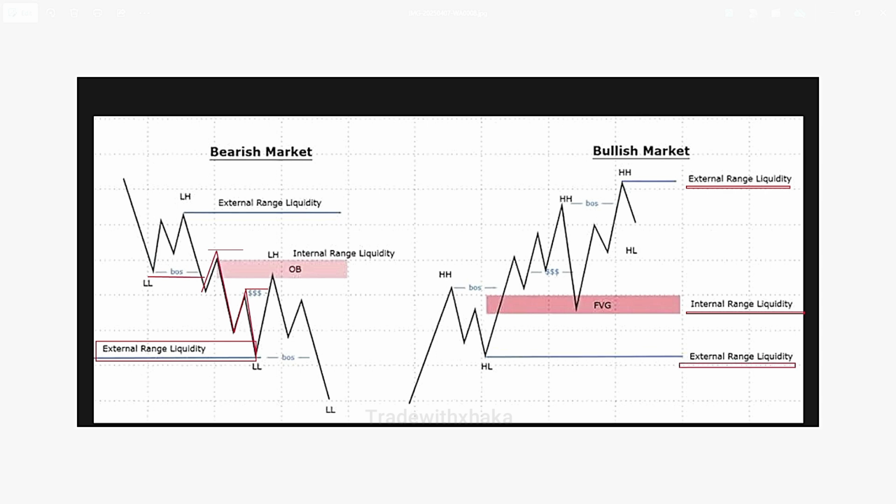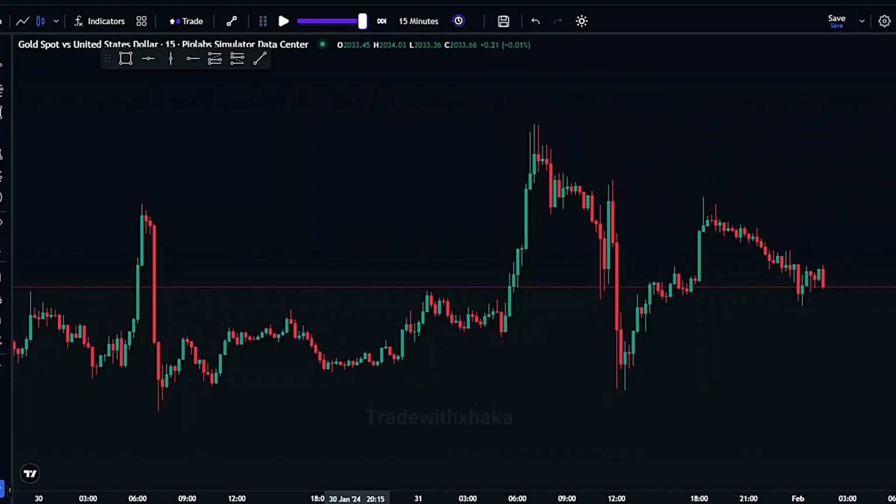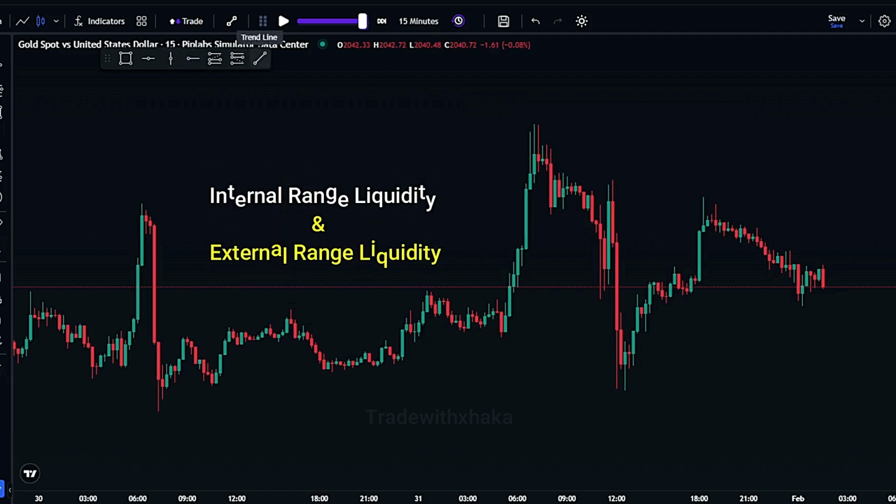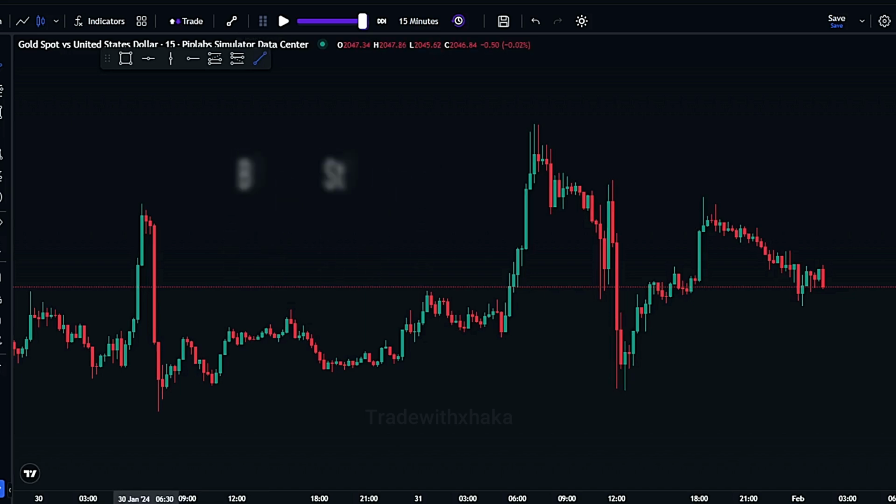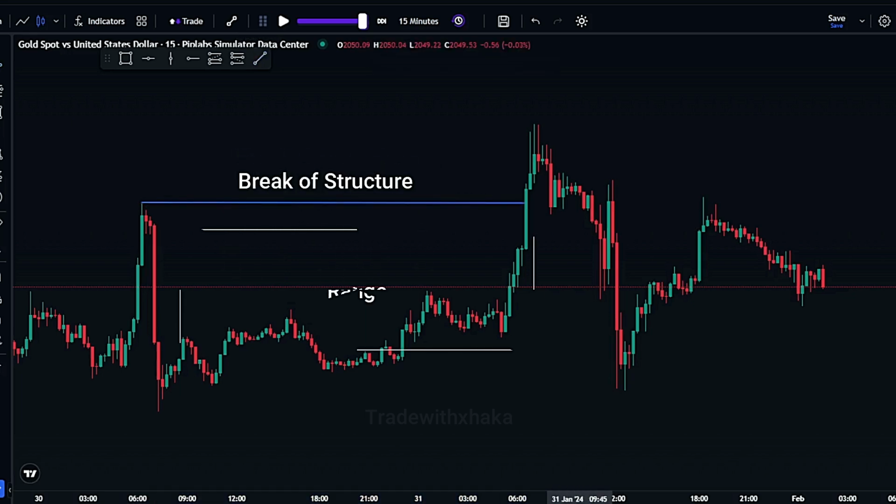Then let's look at an example for better clarity. So looking at this live example, can you identify the external range liquidity and the internal range liquidity from the diagram we showed earlier? So this is our break of structure. We are in a trend, right? So after this break of structure, looking inside this range, because we say that internal range liquidity happens inside the range, do we have any sort of liquidity sitting there?